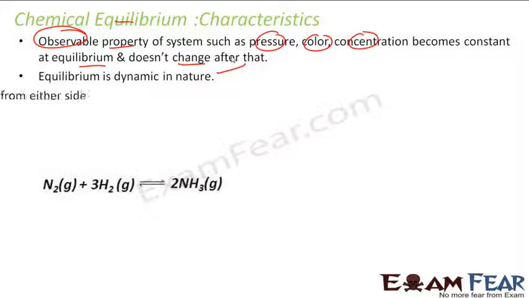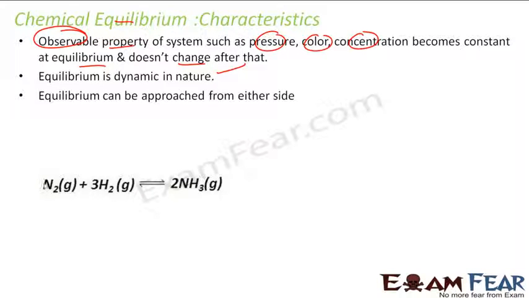The third property is that equilibrium can be approached from either side. Example, you have N2 and H2 giving NH3. Let's suppose you start with 10 moles of this, 10 moles of this and 0 moles of this, you will reach equilibrium. Or if you start with 20 moles of this and 0 moles of this, then also you will reach equilibrium. So it can be approached from either side. Please note, it's a critical thing. Equilibrium can be approached from either side.